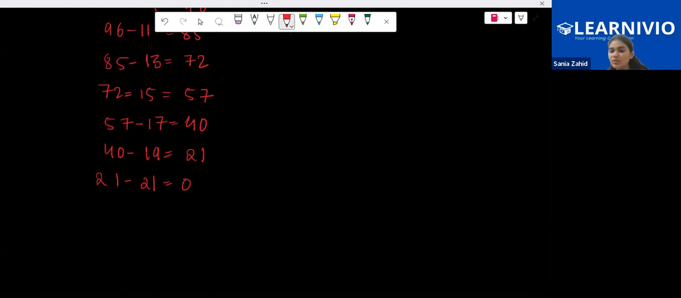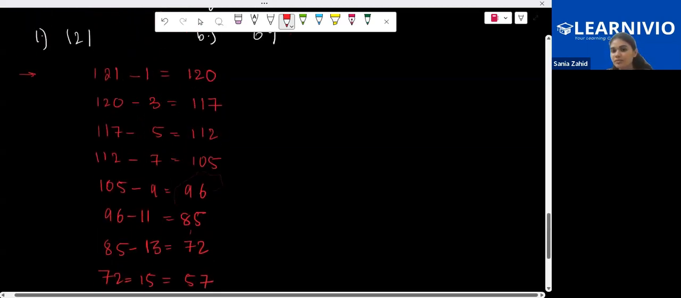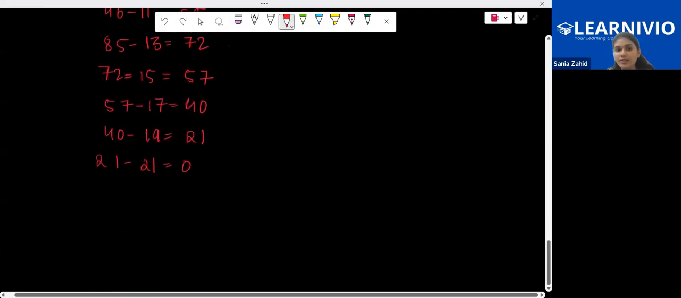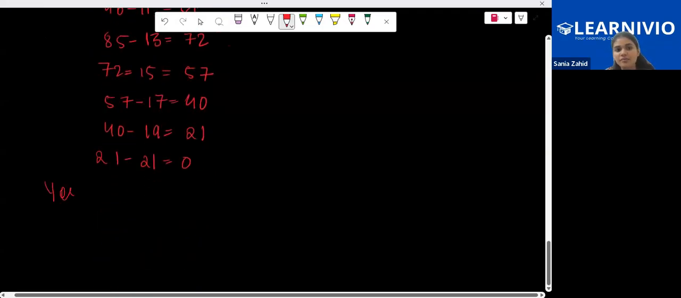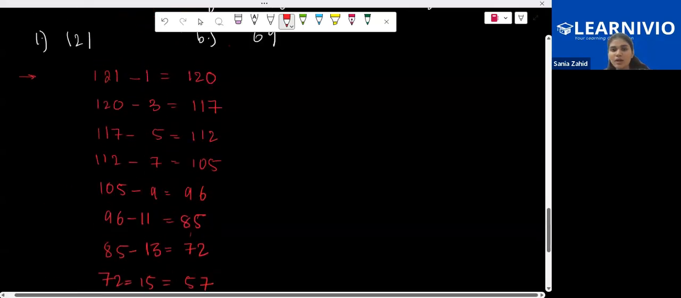So is this a perfect square or not? Yes, ma'am. Okay, and which number? 11 square. Because how many numbers have we subtracted? We subtracted 11 numbers. So you will write yes, 11 square is equal to 121. This is how you can do it. Next you come to 69.